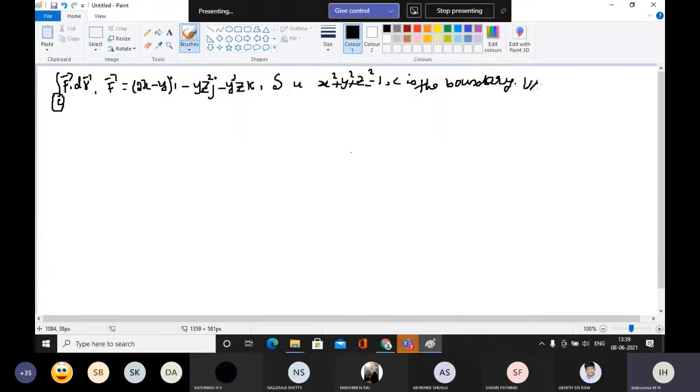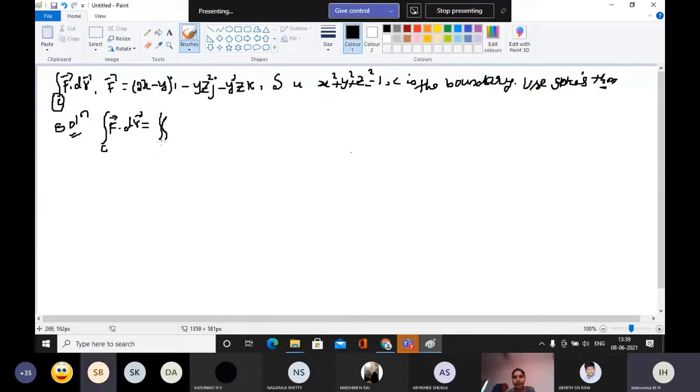First, use Stokes theorem. Solution. We have Stokes theorem as, what is the Stokes theorem? The formula: the closed integral over C of vector f dot dr is equal to the double integral over S of curl f dot n cap ds. Curl f dot n cap ds, correct.